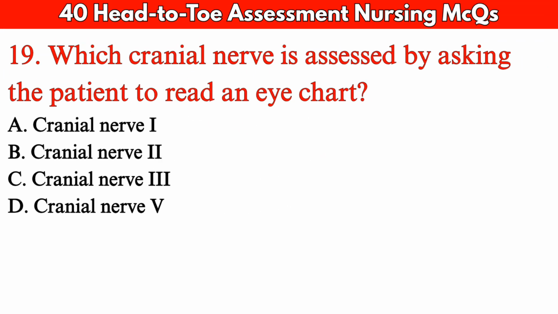Which cranial nerve is assessed by asking the patient to read an eye chart? A. Cranial nerve 1, B. Cranial nerve 2, C. Cranial nerve 3, D. Cranial nerve 5. Correct answer B. Cranial nerve 2. Reading an eye chart tests visual acuity, which is controlled by cranial nerve 2, the optic nerve. Cranial nerve 1 is responsible for smell, cranial nerve 3 controls eye movement and pupil response, and cranial nerve 5 controls facial sensation and chewing.